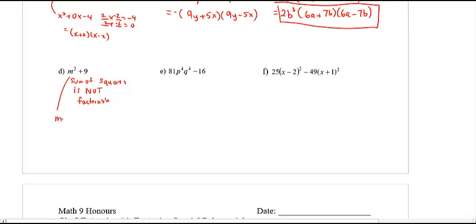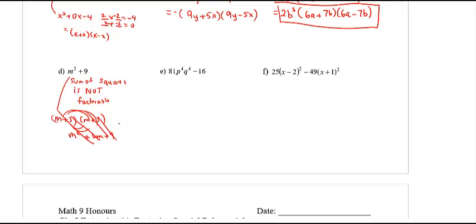Don't write this as m plus 3, m plus 3. That's a problem too, because if you distribute, you don't get m squared plus 9. You get m squared plus 6m plus 9. Okay? Alright, so be aware. Sum of squares, can't factor. That's all you can do. Leave it. Okay?